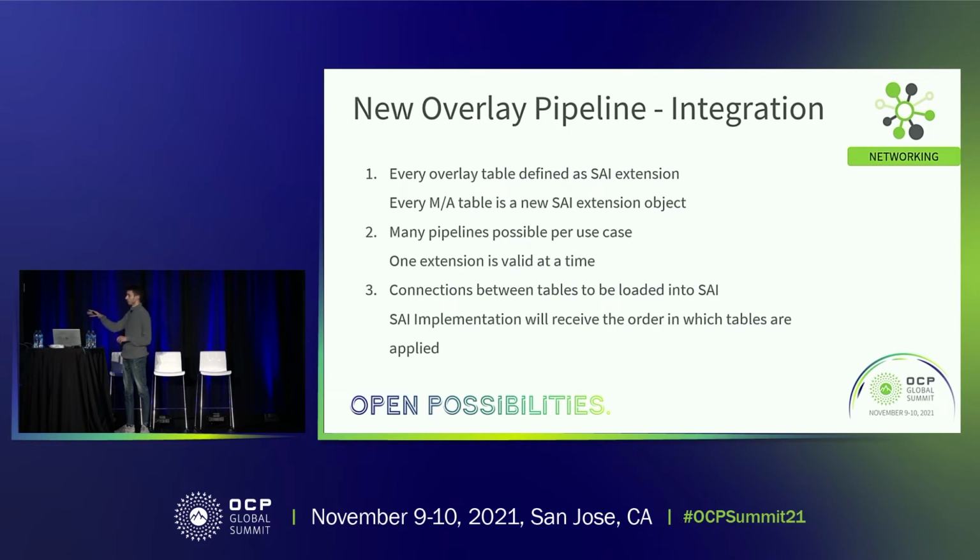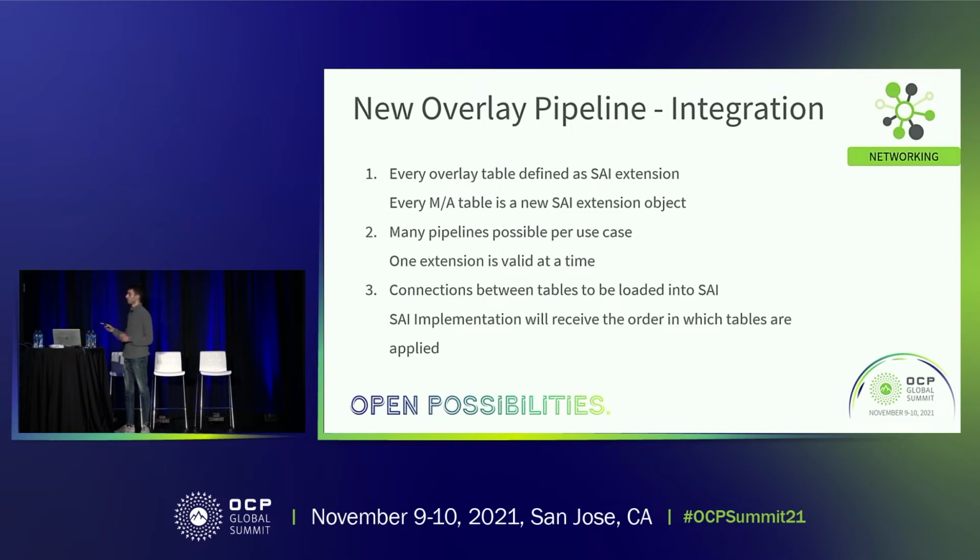So each of those abstractions is represented as a SAI extension, and every such match action table is a new SAI extension object. So this is not really a new thing. SAI already provides an infrastructure for that. We want to utilize it. Then step number 2, as I mentioned, there are many pipelines possible per use case, and only one extension is valid at a time. So you can basically use one pipeline at a time, but they can be interchangeable.